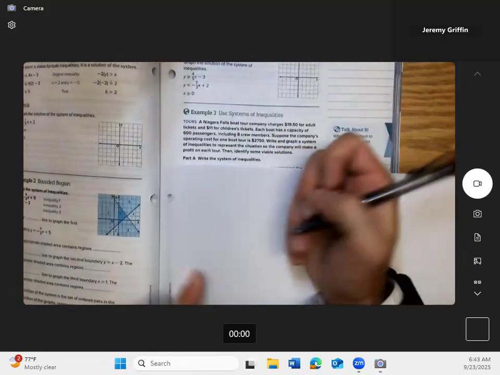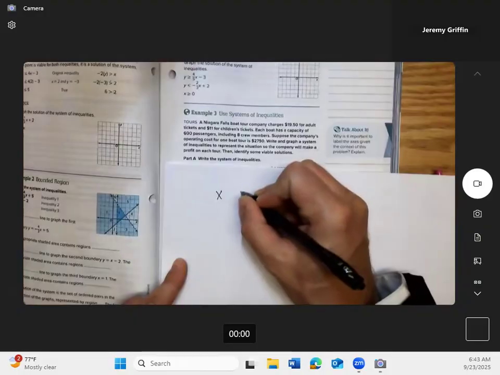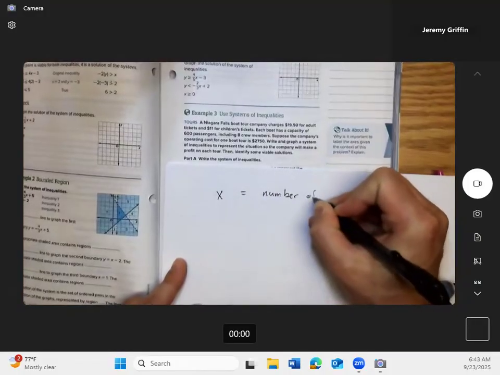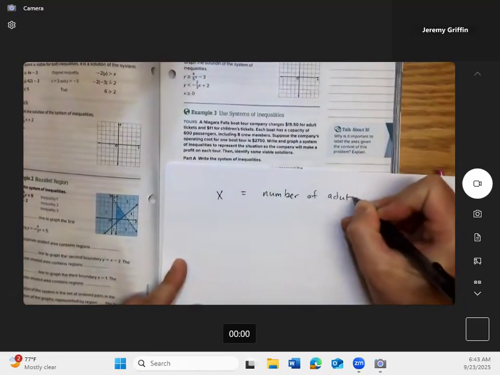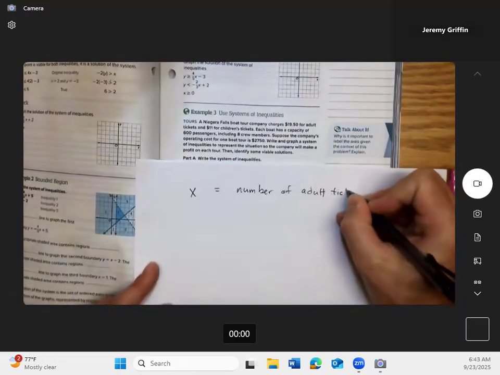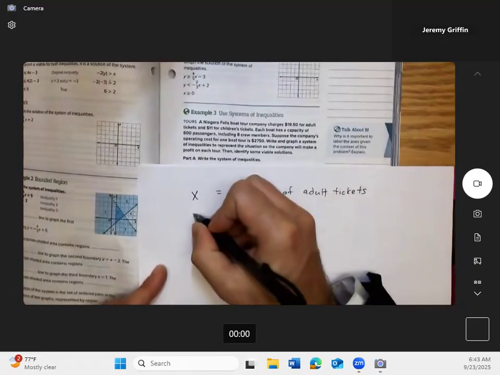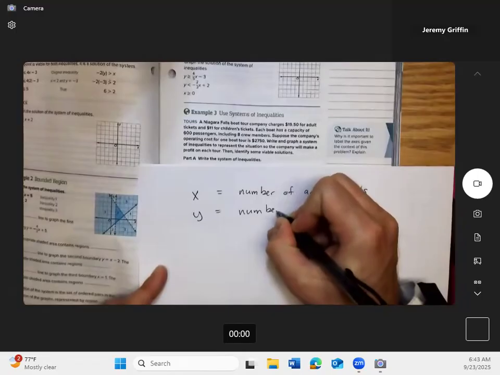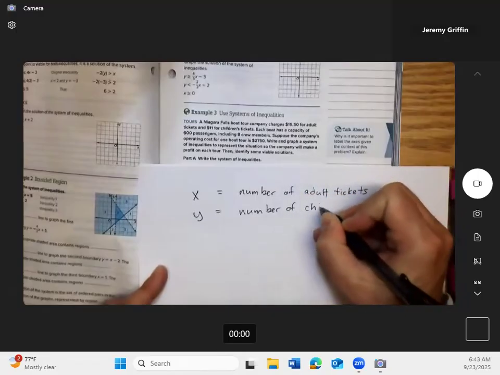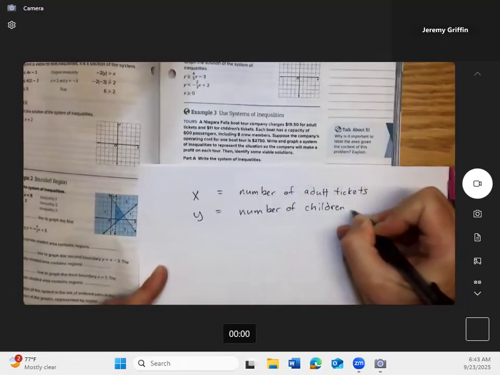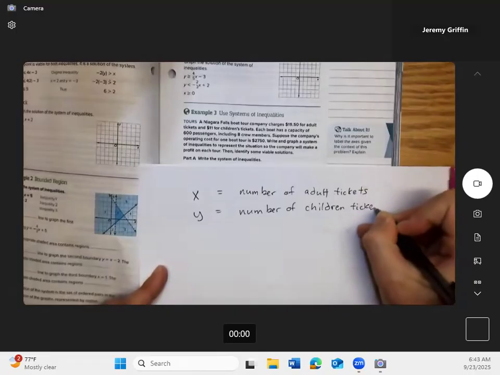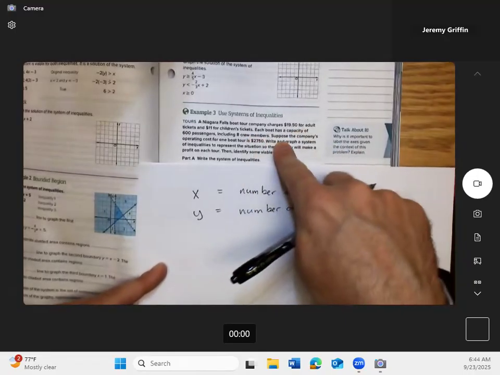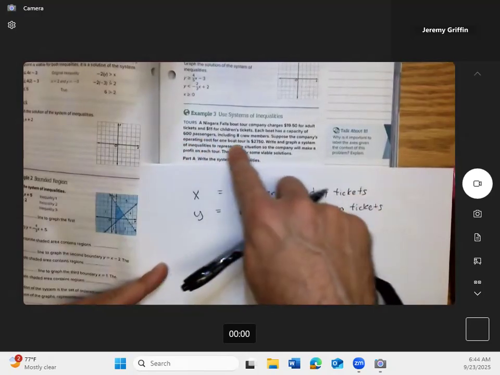I'm going to define x as the number of adult tickets. And let's define y as the number of children tickets. And from there, I already know that there's only so much space in the boat. They can only go up to 592.